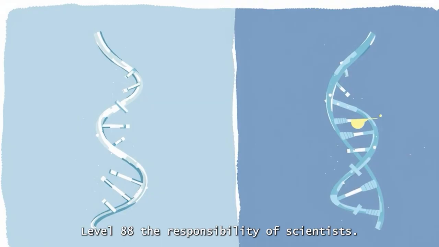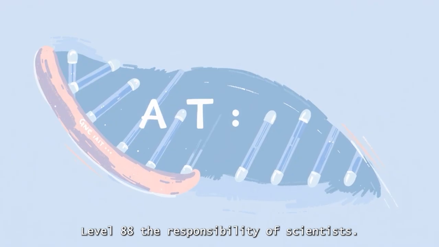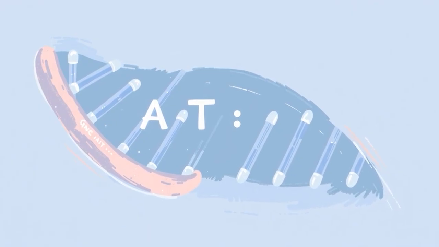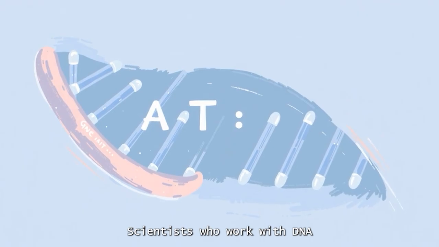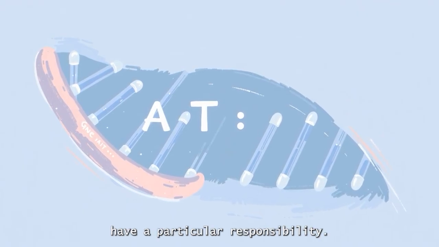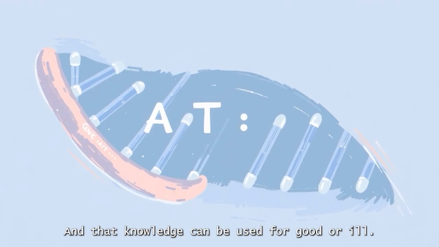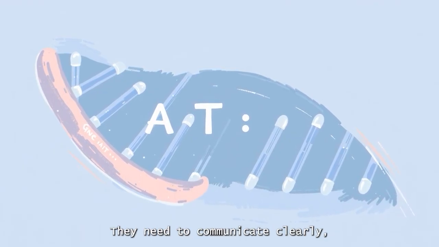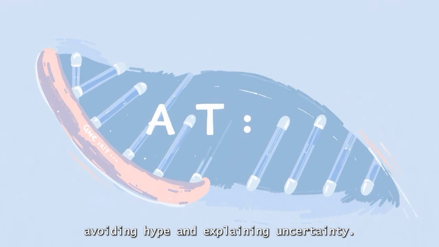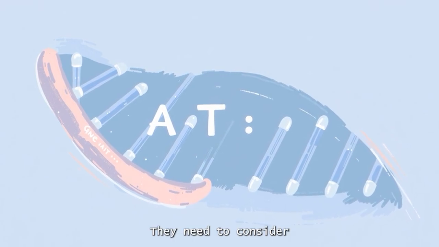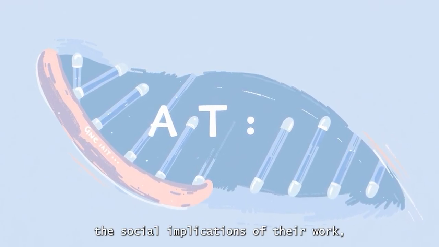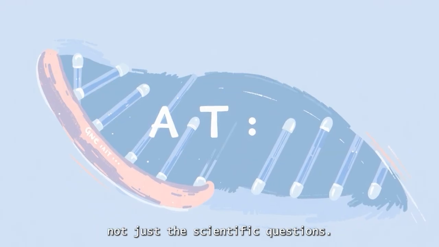Level 88. The responsibility of scientists. Scientists who work with DNA have a particular responsibility. They're uncovering powerful knowledge, and that knowledge can be used for good or ill. They need to communicate clearly, avoiding hype and explaining uncertainty. They need to consider the social implications of their work, not just the scientific questions.